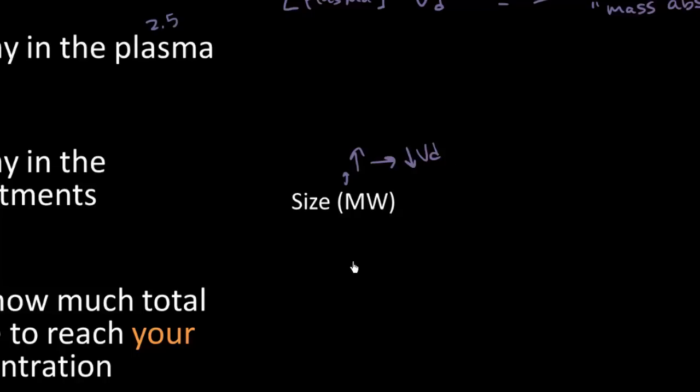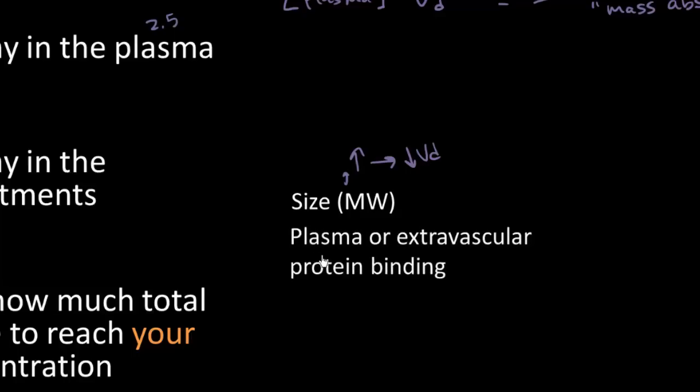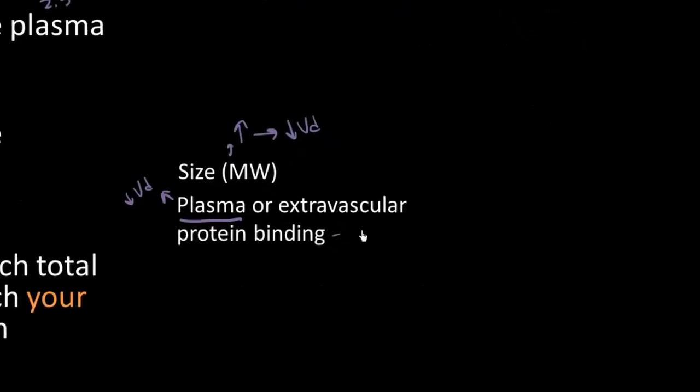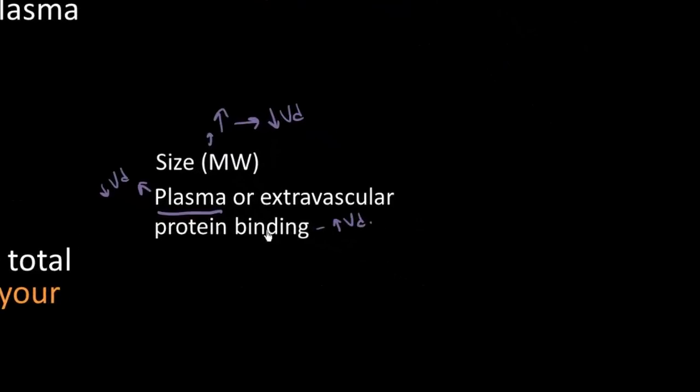What else? Well, we can say, does this drug like to bind to plasma proteins, or does it like to bind to extravascular proteins? So here we write plasma protein binding or extravascular protein binding. If it's bound to plasma proteins, it's going to have a low volume of distribution, low VD. Where if it's bound to extravascular proteins, if I measure the plasma concentration, it would be really low because very little of that drug's there, so I'd have a high volume of distribution.